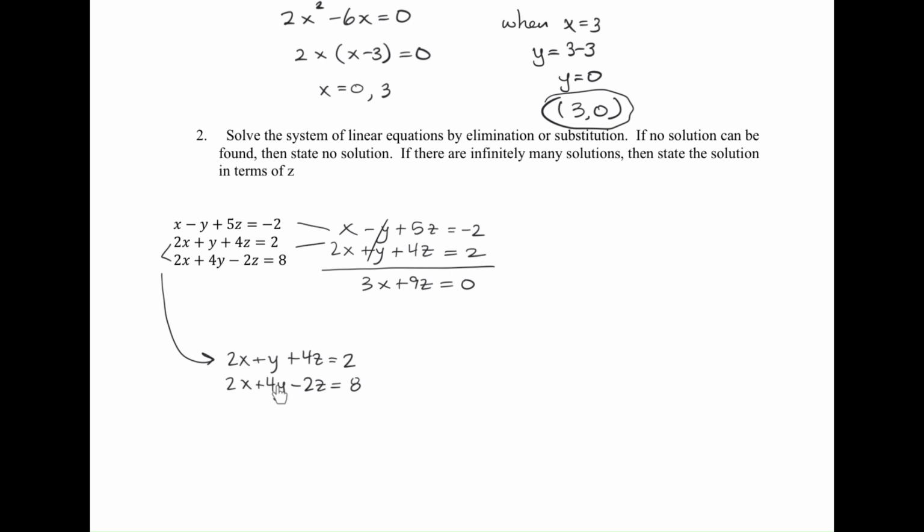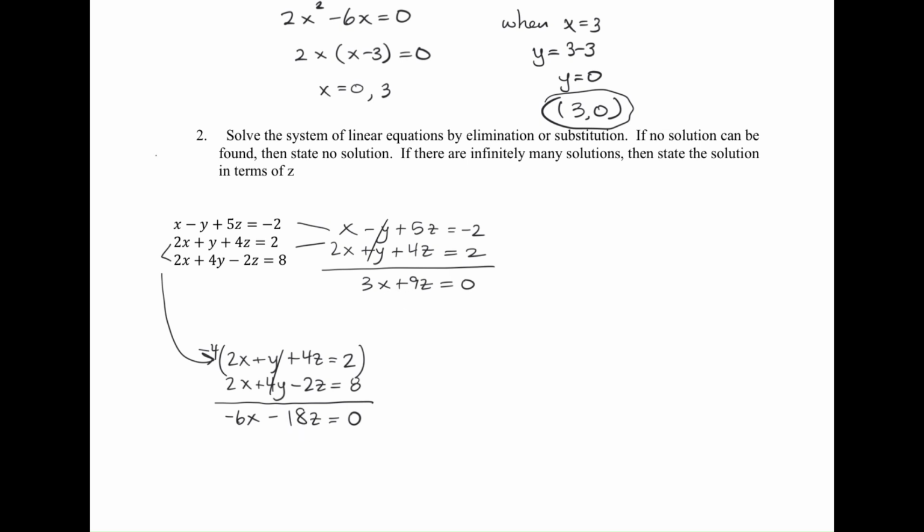And in order to eliminate y, I need to have a negative 4 as a coefficient here. So I'm going to multiply that equation by negative 4. This is going to give me negative 8 plus 2, negative 6. This is going to give me negative 4y and positive 4y, so those are going to cancel. This is going to give me negative 16z minus 2z is negative 18z. And then I'm going to get negative 8 plus 8, which is 0. So we have another equation, has the same 2 variables as this equation.